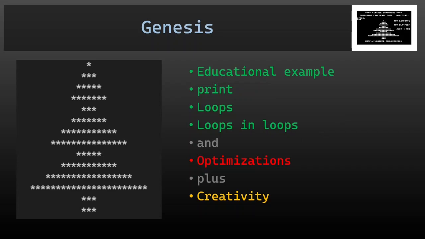So first, how did I come up with this idea? It started with an educational example where students should implement a Christmas tree which looks exactly like the tree on the left side. The students should try to use the print statement, use some loops, loops in loops, and maybe even loops in loops in loops. And finally, they could optimize it and use their creativity.